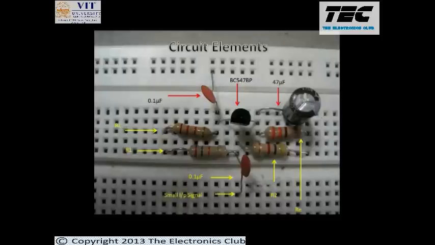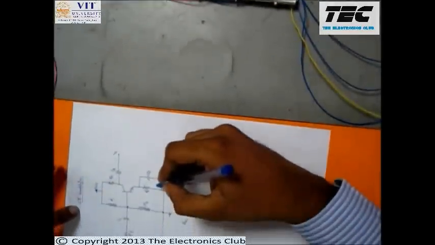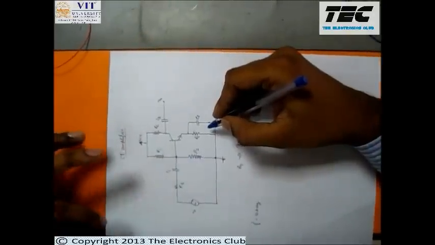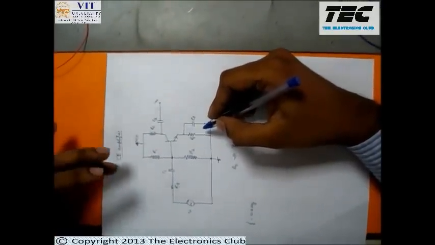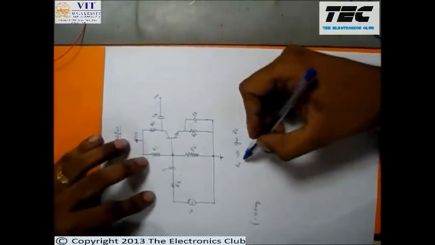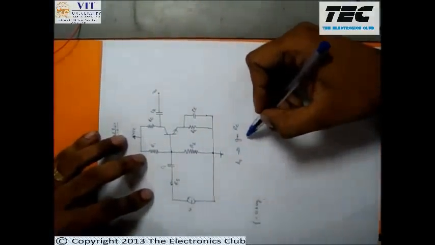This is the point from where a small input signal is taken, and this is the point from where our amplified output signal is derived. CE amplifier, as was shown in the slide before, this is a common emitter amplifier with an emitter bypass capacitance. We know that the gain is approximately gm into RC.